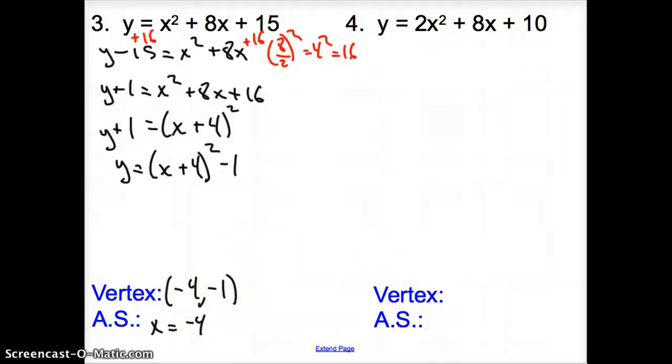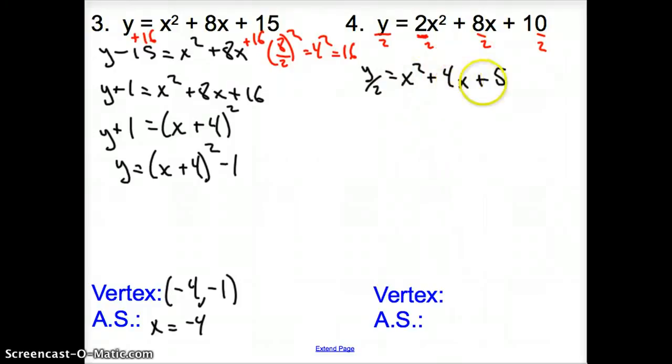Now in number 4, pay very close attention here, please. When you have this guy out in front, when you have a number in front of that x squared, we have to divide everything by 2. We are dividing everything by 2, and even over here to the y. So now I'm going to rewrite this as y over 2, just so I remember that I divided by 2. That's going to equal x squared plus 4x plus 5.